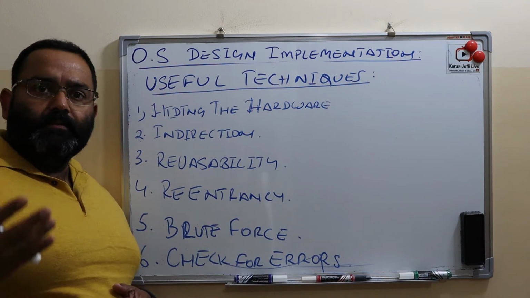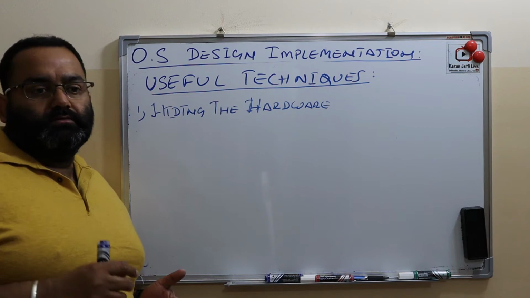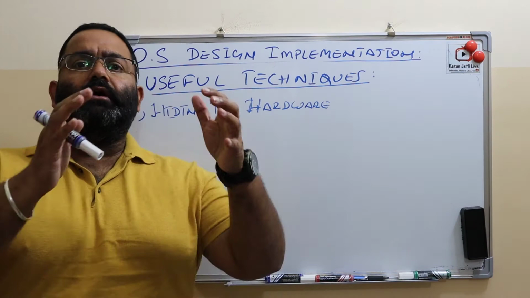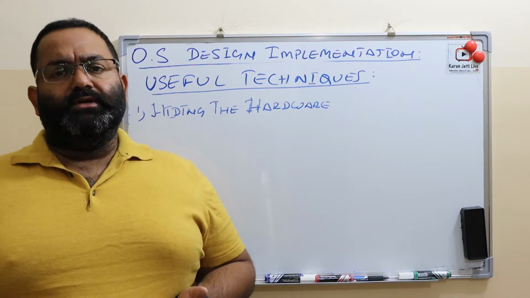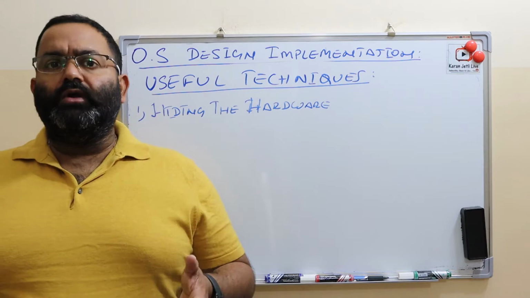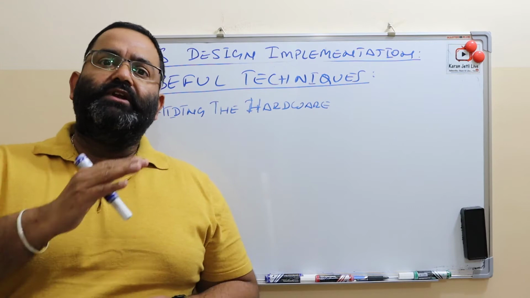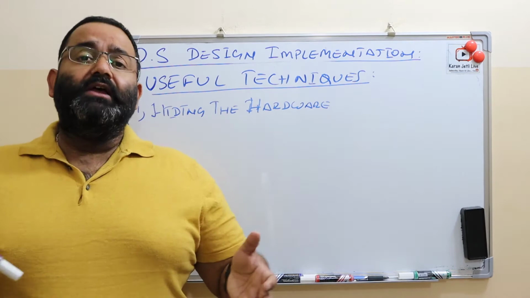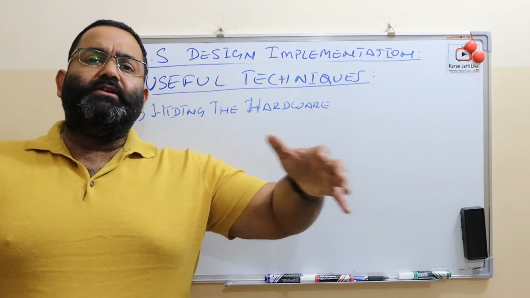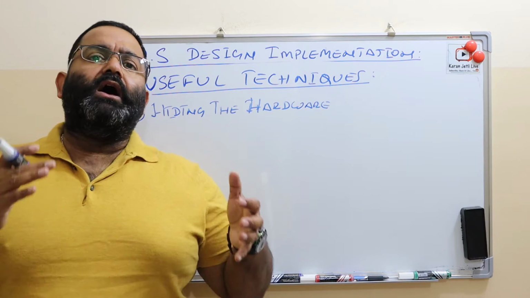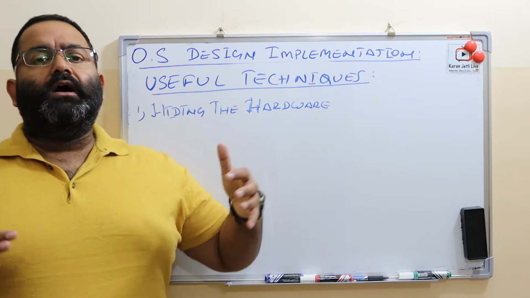Now guys, the first technique is called hiding the hardware. What do you mean by hiding the hardware? They say try to hide the hardware at the early stages of operating system development. Most operating systems are designed to run on multiple platforms. Those platforms can have different CPUs, different memory locations, and different word sizes in memory. So different platforms have different hardware, and operating systems are designed to run on all of them.